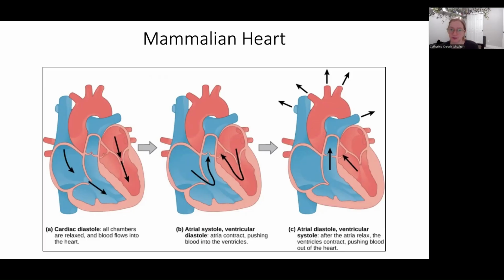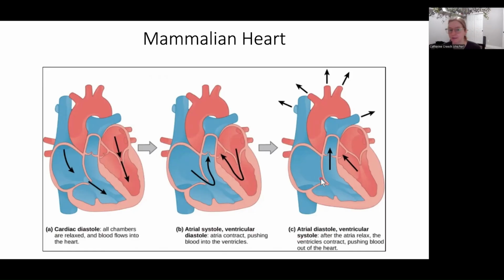So now we have some vocab. In cardiac diastole, all chambers are relaxed. When you have systole, that is when things are contracting. So here, our atria contract first, and our ventricles are still relaxed. That's topping off the ventricles. Next, our atria are going to relax, and our ventricles are going to contract.